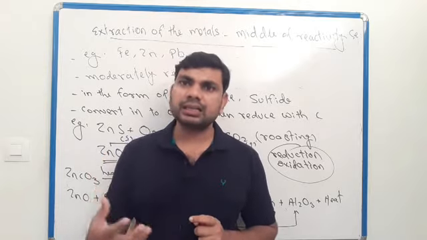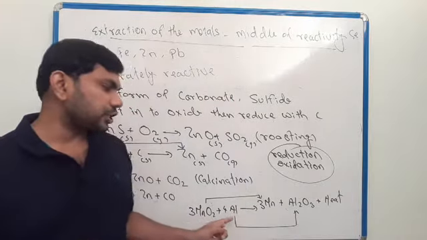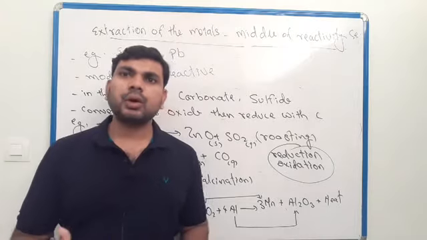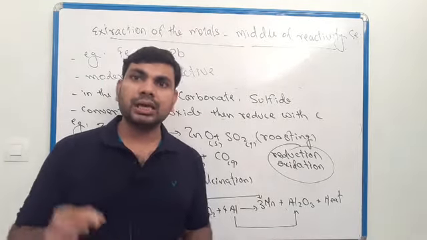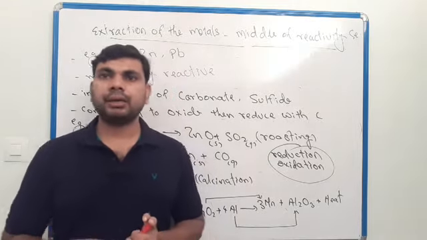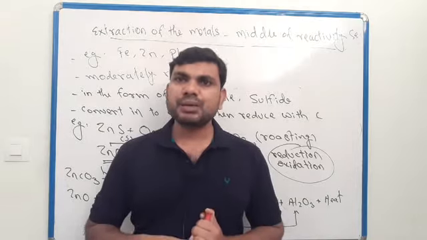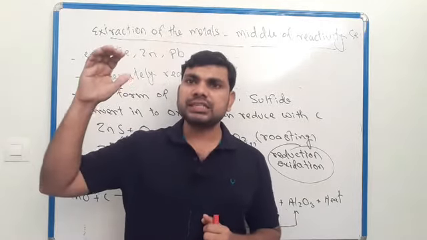Also there is another method, another chemical reaction, displacement reaction. Displacement reaction also helps to convert metal oxide to metal. Displacement reaction, you learned before. Displacement reaction means metals on the top of the reactivity series.